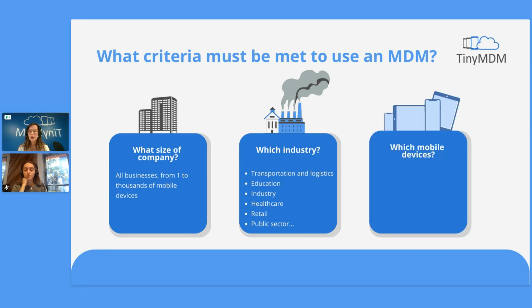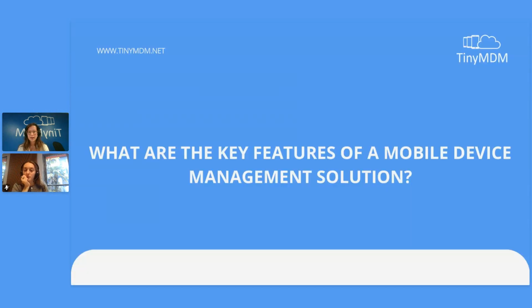And finally, which mobile devices? Well, we have smartphones, tablets, rugged terminals used in, for example, trucks or factories, which need to be more resistant to shocks or very high or low temperatures, or used in very humid spaces, as well as scanners. And yeah, it's done. So now we can continue with Lorraine, who will present to you the basic features of MDM software.